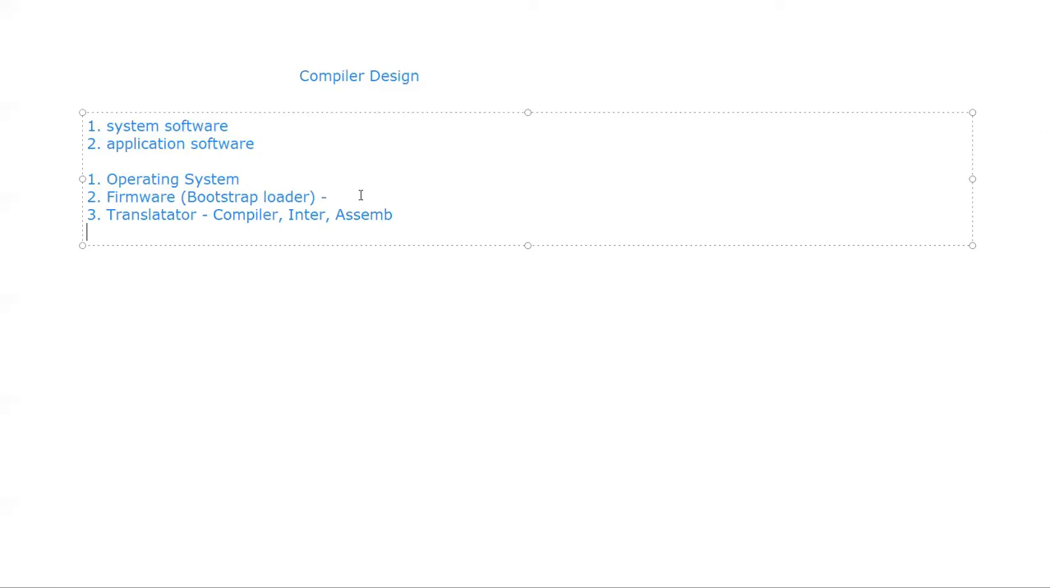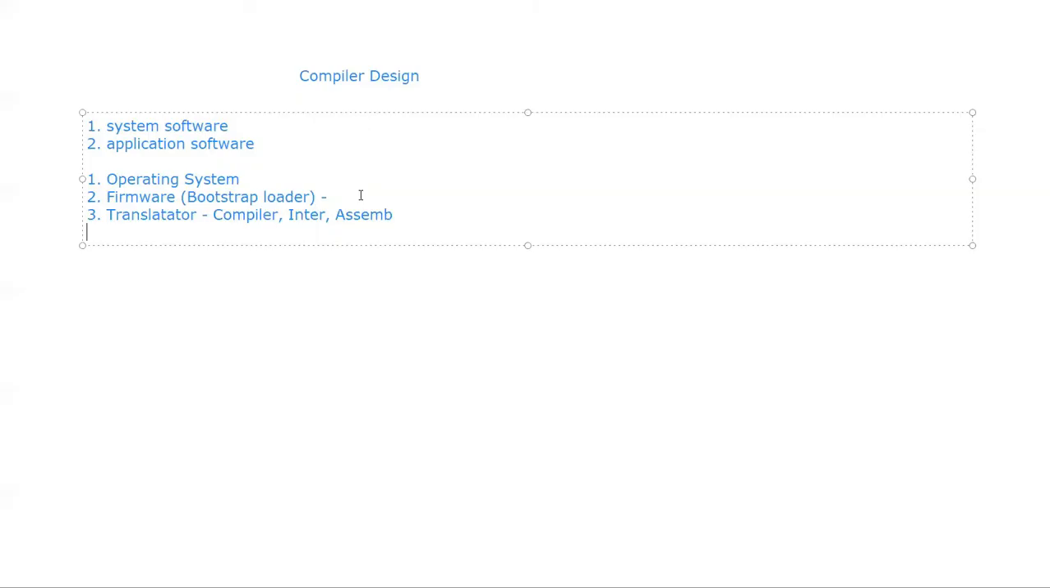So compiler is basically a translator which converts the high level language into the low level language as a whole, which means the whole program will be converted into the low level language. While in case of interpreter, it does the same work, it converts the high level language into the low level language, but your program will be converted line wise. First it will convert the first line, then second line, then third line, and so on, right? Now come to the assembler. Assembler is basically a special kind of translator which converts your low level language into the machine language, right?